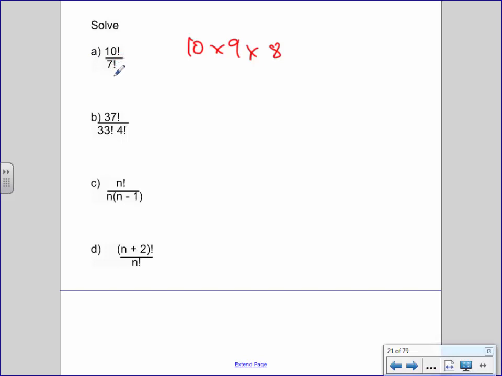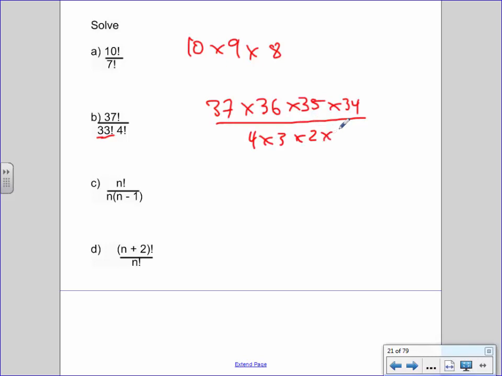Does that make sense? Now, it is possible to have multiple factorials running at once, like in this one right here. What this one really means is 37 times 36 times 35 times 34. And I'm not going to write the rest of them, because can you see how this 33 right here kind of gets rid of the rest of them? However, I still need to, on the bottom, have a 4, a 3, a 2, a 1. I don't actually care what it equals. I'm assuming you guys can use a calculator. The point I want to make is that this is what this actually means.